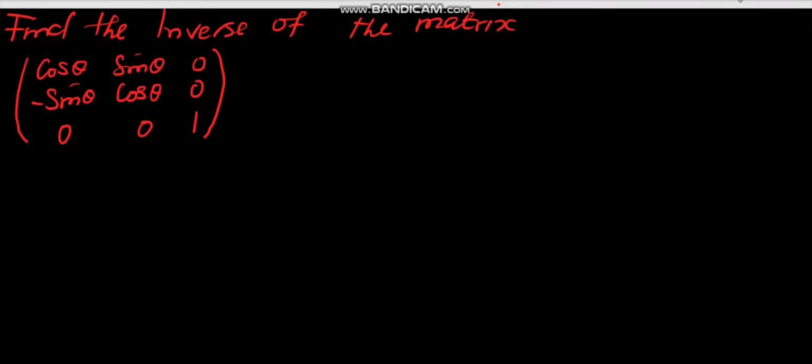Okay, so we have a question here that says find the inverse of the matrix cos theta, sin theta, 0; negative sin theta, cos theta, 0. Then we have 0, 0, 1 there on the third row.